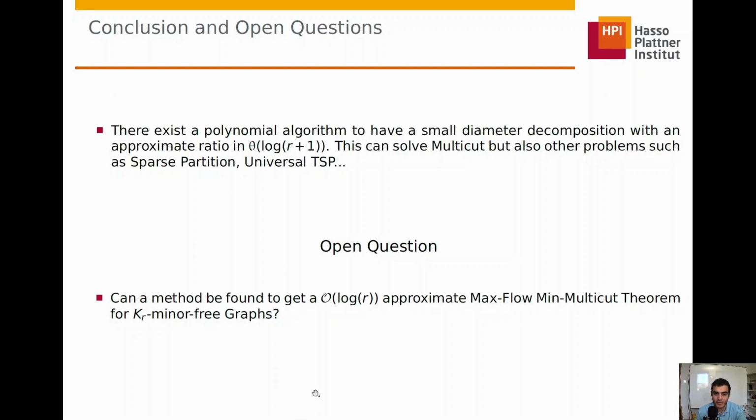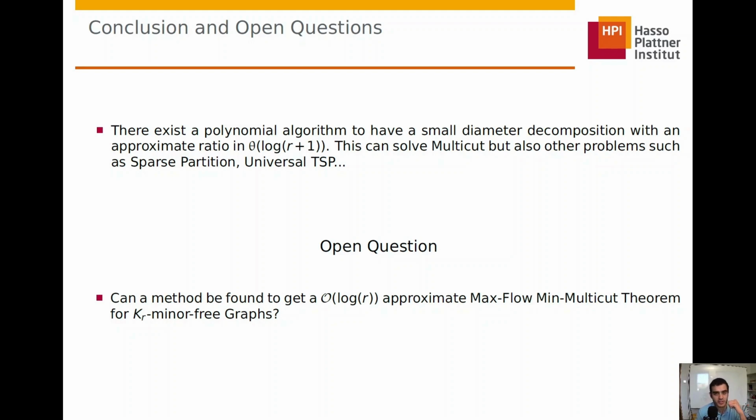And to conclude this presentation, I thank you very much for your attention. I'm going to recapitulate quickly our result. There exists a polynomial algorithm to have a small diameter decomposition with an approximation ratio in theta of log r plus 1.